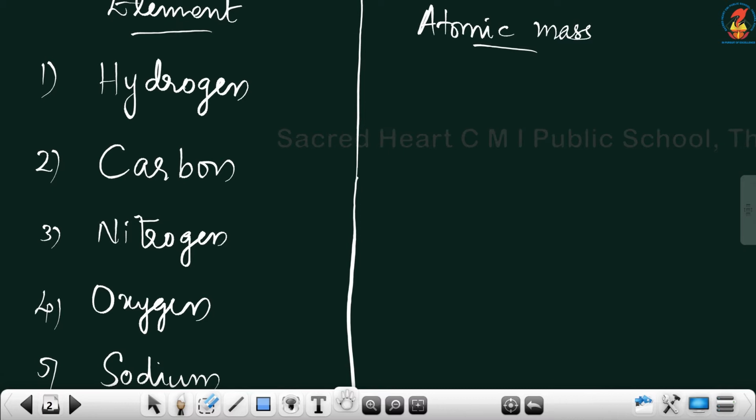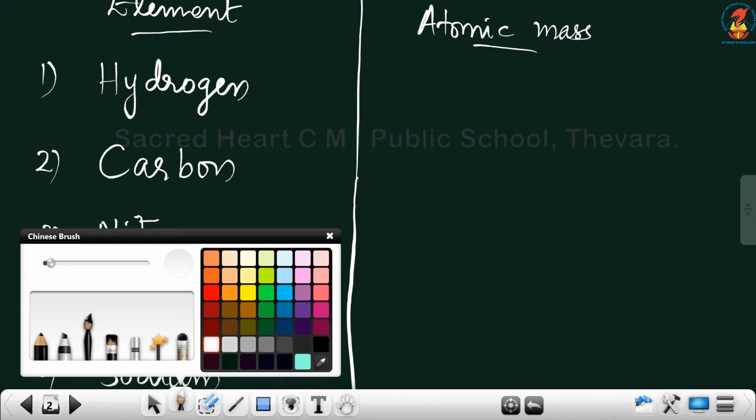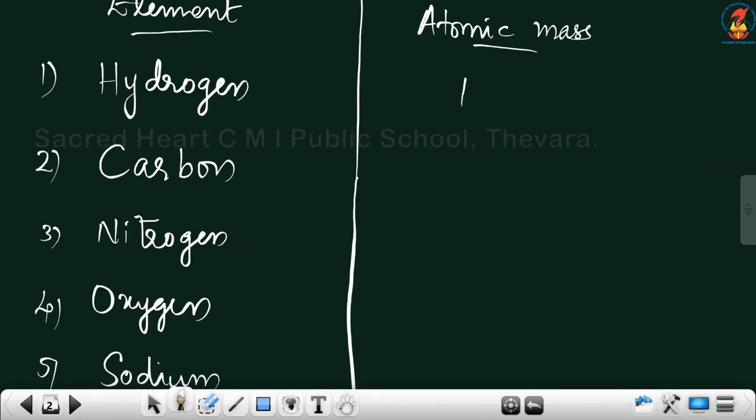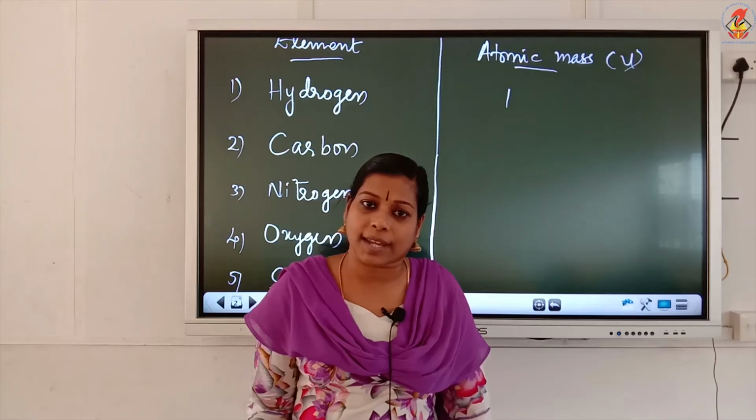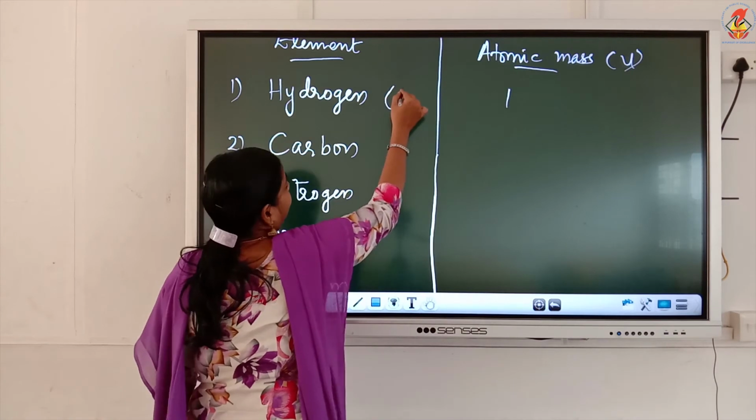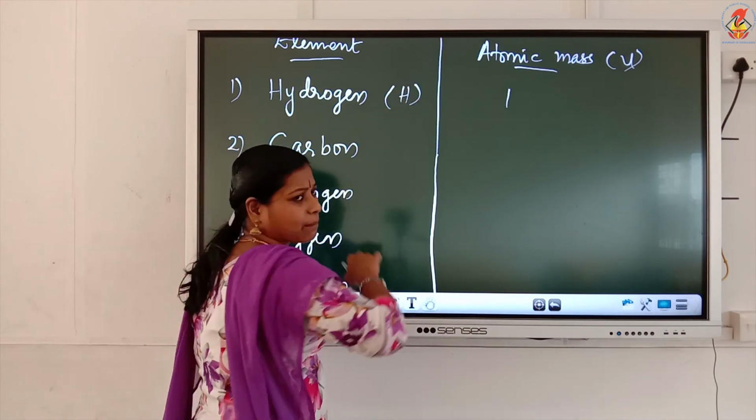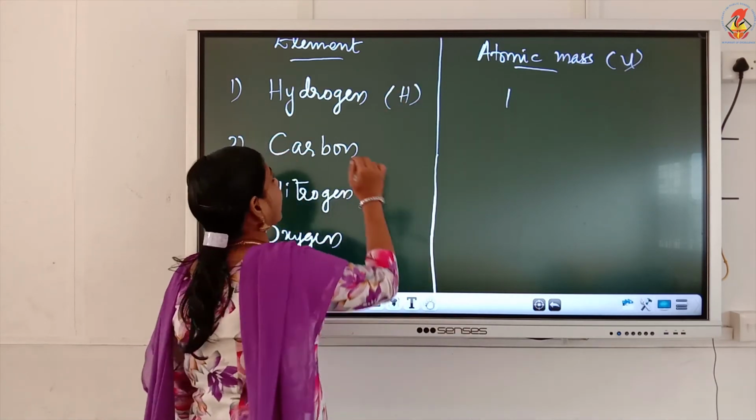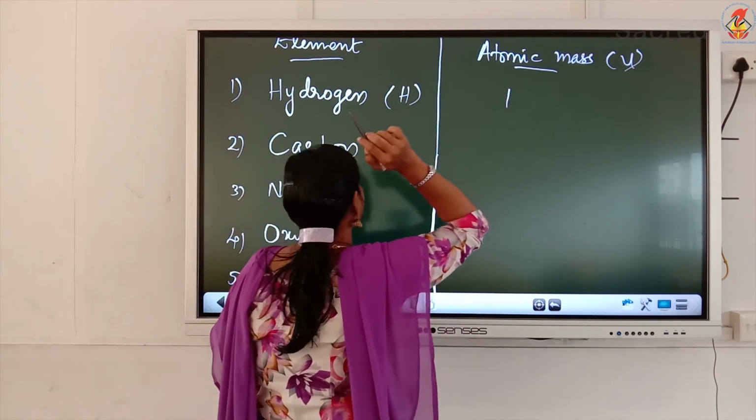First one, hydrogen. What is the atomic mass of hydrogen? The atomic mass of hydrogen is 1 U. Atomic mass is represented in which unit? U. Now, I have a question for you. What is the symbol of hydrogen? Yes, right. It is H. So, whenever you are writing, just mention the symbol also. So, hydrogen, the atomic mass is 1 U.